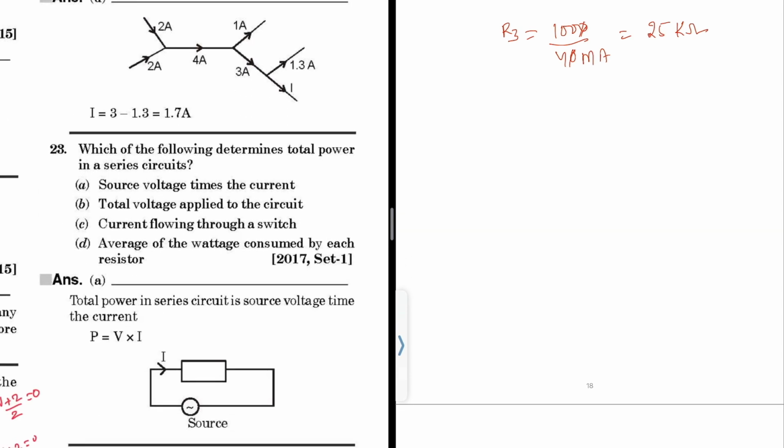Which of the following determines the total power in a series circuit? So generally, what is power? There is a series circuit here, some impedance is there, and voltage V and current I are there. So power is voltage into current, right? So the answer will be source voltage times the current, that means V into I. Okay. So the answer will be A.